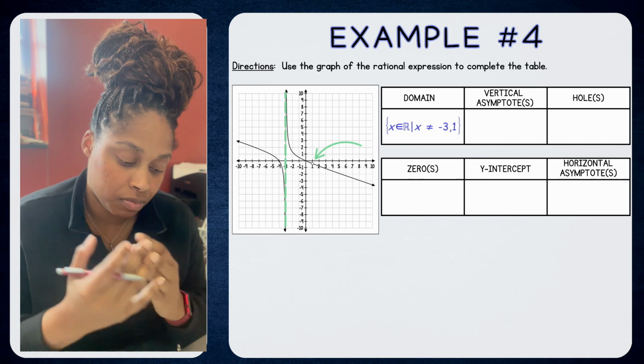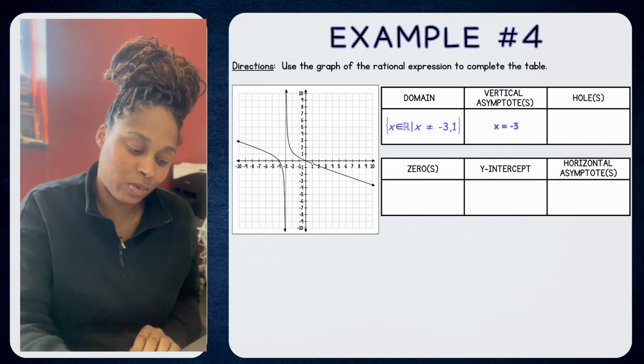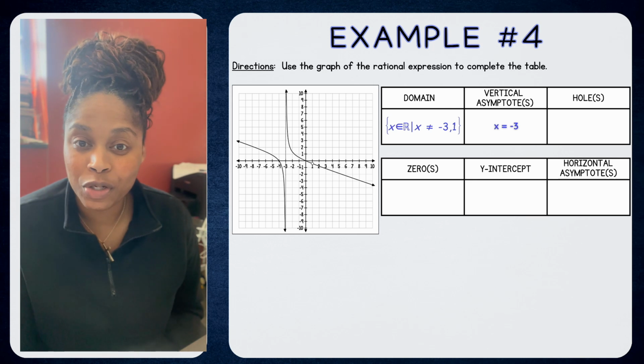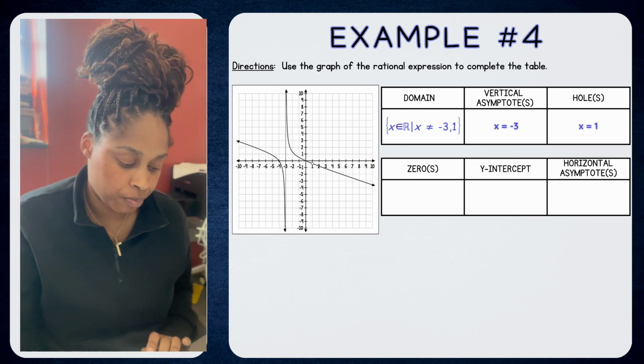Vertical asymptotes. This is pretty straightforward. We're just going to look where we see a vertical asymptote, which is at x equal to -3. The hole, we don't have to solve for anything. We see that there's a hole at x equal to 1, so we're going to write that down.